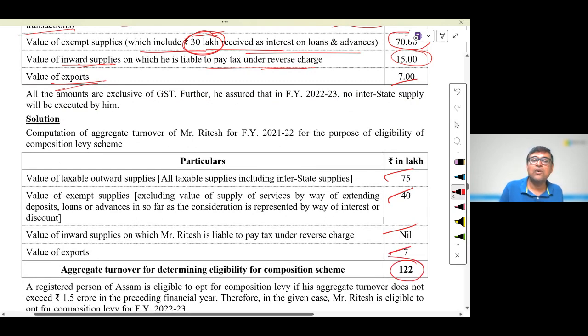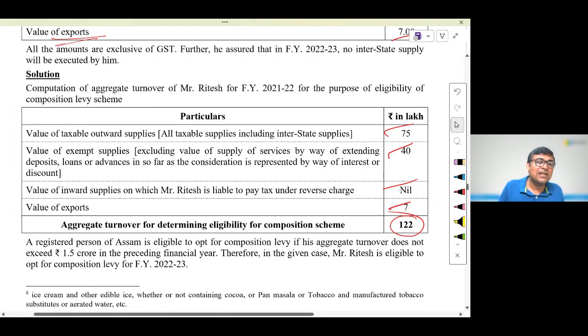So altogether, his aggregate turnover for the preceding previous year is 122 lakh. Can I say that the aggregate turnover of Mr. Ritesh is within the limit? So he is entitled, so he can opt. He is eligible to opt for composition levy for financial year 22-23. What if he is eligible but did not opt? No issue. It is an optional scheme. It totally depends on the choice of the supplier, in our case Mr. Ritesh. He may or may not opt.